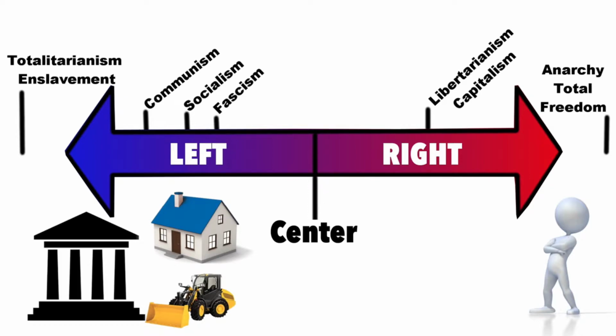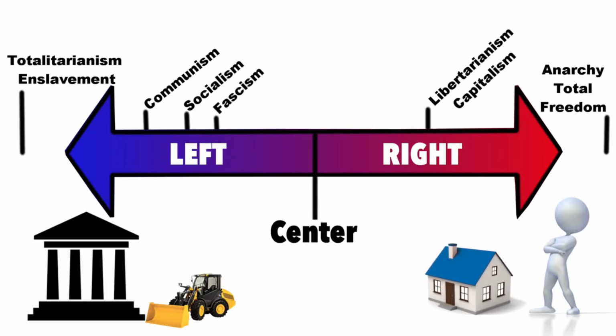A notch to the right, you have socialism. Socialism is government ownership over the means of production only. Under socialism, citizens are allowed to own property, but cannot own a factory or other means of producing goods. The means of production is owned by the state.